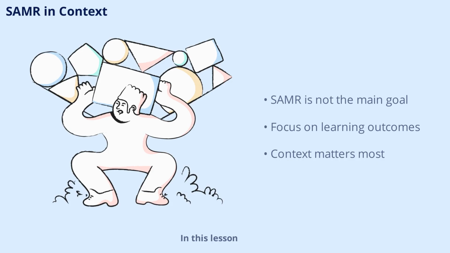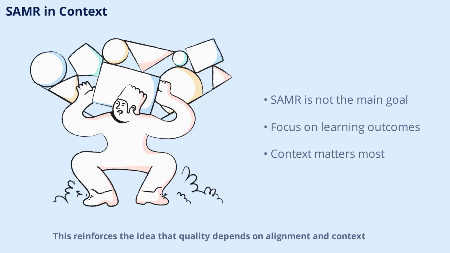In this lesson, the SAMR classification is secondary to the overall learning design. The focus remains on how technology supports the learning outcome, not on achieving a higher SAMR level. This reinforces the idea that quality depends on alignment and context, not just on the tool used.